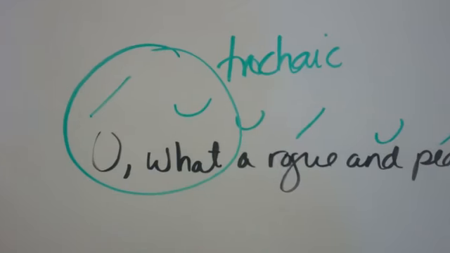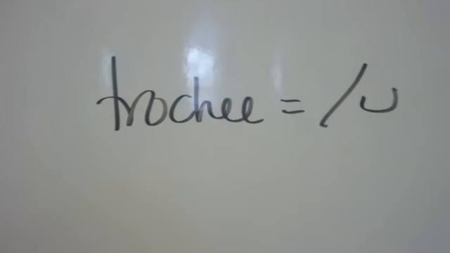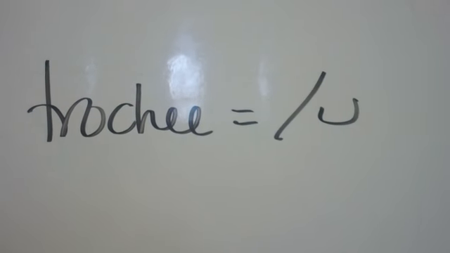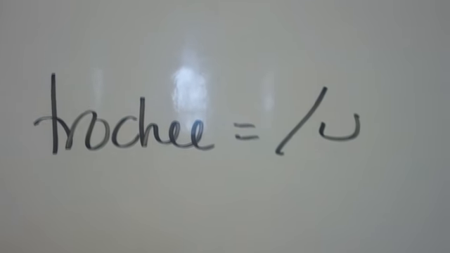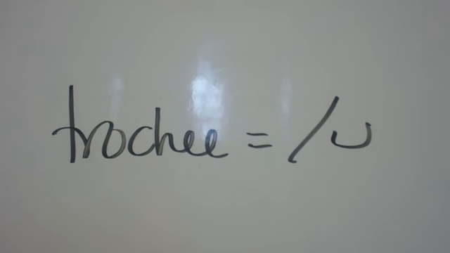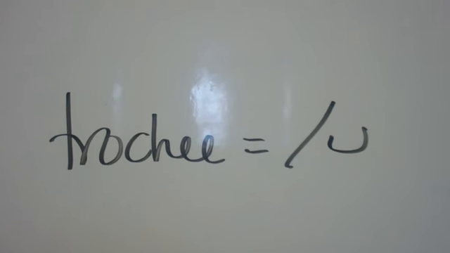So a trochaic substitution is simply an otherwise regular line of iambic pentameter that substitutes a trochee, strong stress followed by weak, for an iamb. And as I say, along with the feminine ending, it's one of the most common ways that Shakespeare alters his meter.